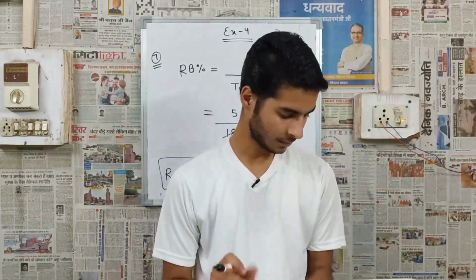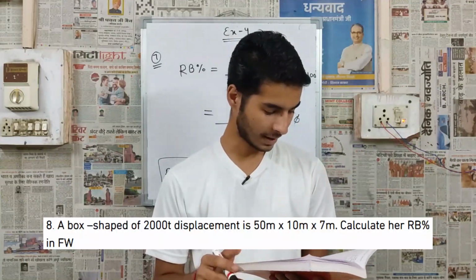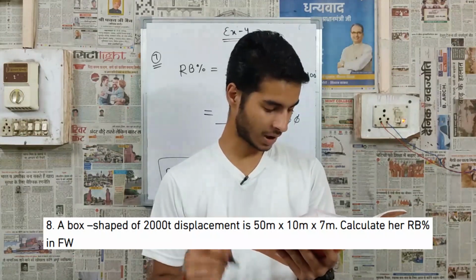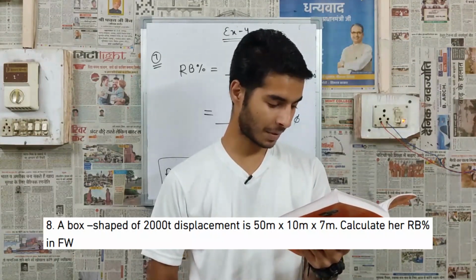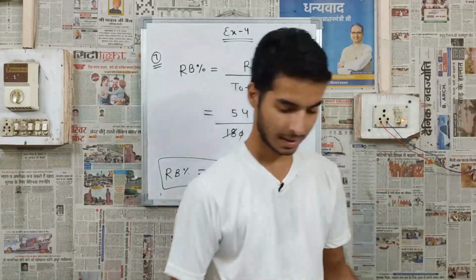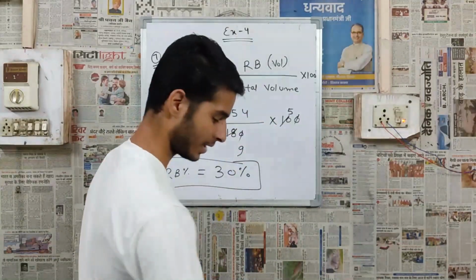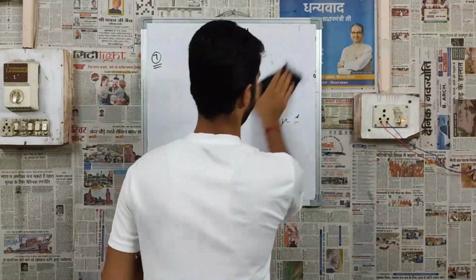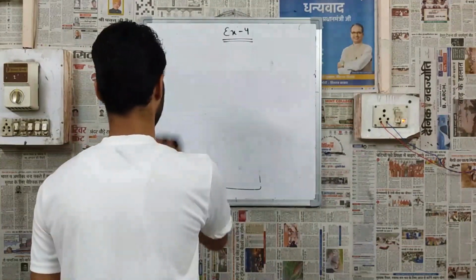Okay. Next question says that a box-shaped vessel displacing 2000 ton is 50 meter into 10 meter into 7 meter. Find the reserve buoyancy percentage in fresh water. Okay. Next question is also a very easy question. Very similar to this one.